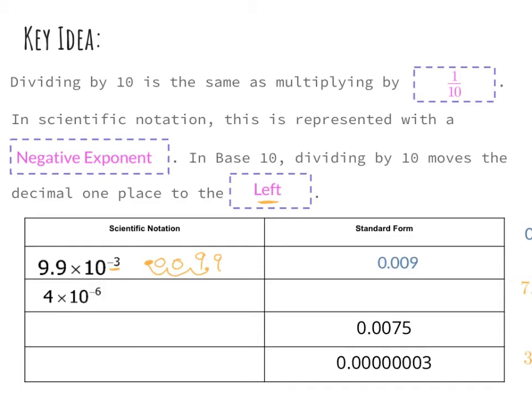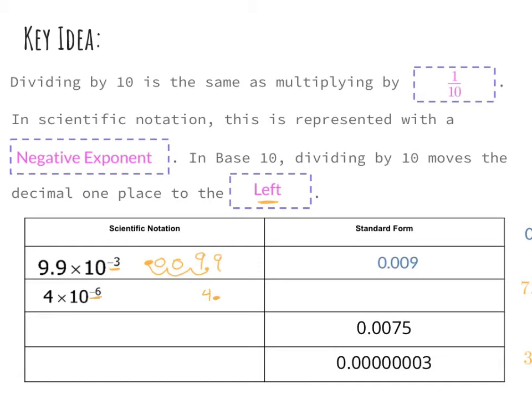Now I'm going to go over to the 4 times 10 to the negative 6. And in this case, again, I don't see a decimal, so I know it's going to be behind that last number. So I'm going to write out my 4. I'm going to put my decimal behind it. And I'm going to be going 6 spaces to the left. I know to the left because I see a negative exponent.